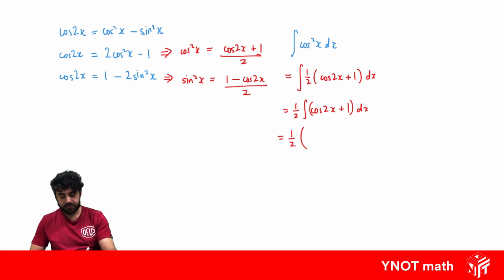And we're going to have a half times the integral of cos 2x. The integral of cos is sine, so we're going to have sine of 2x, and we just divide by the derivative of the function inside. The derivative of 2x is just 2, plus the integral of 1 gives us x, plus a constant. We can leave it like that, or we could multiply out the half, and we'd have sine 2x over 4 plus x over 2 plus a constant.